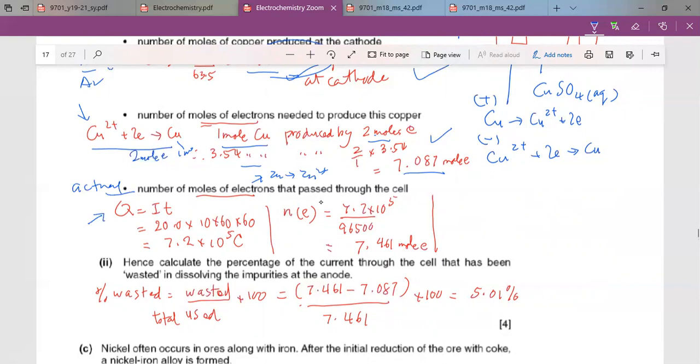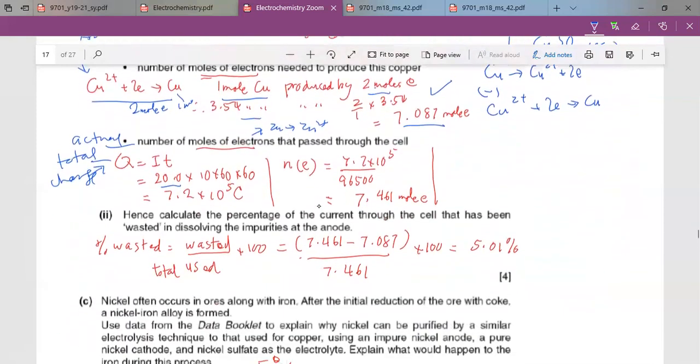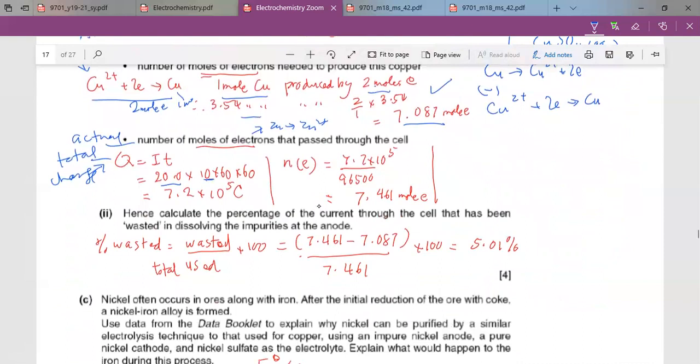So Q equals It, the total charge. Total charge. 20 amperes. Why 20 amperes? See, 20 amperes passed for how long? 10 hours. So 10 times hours into minutes, times 60 minutes into seconds. So the whole thing is 7.2 times 10 to the power of 5 coulombs.